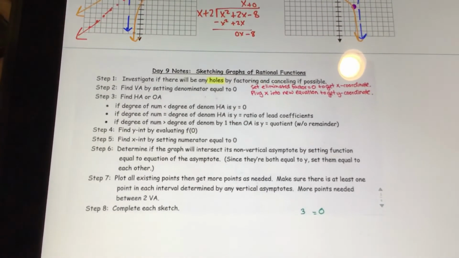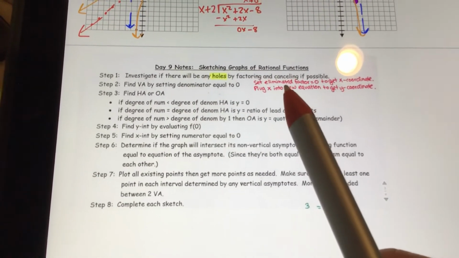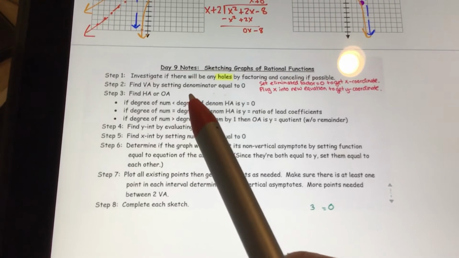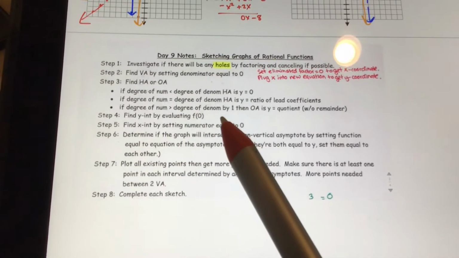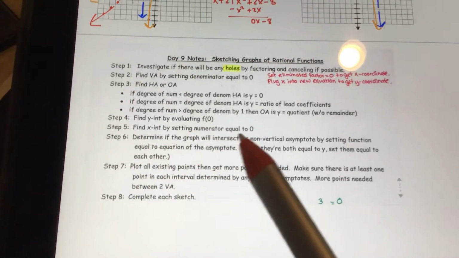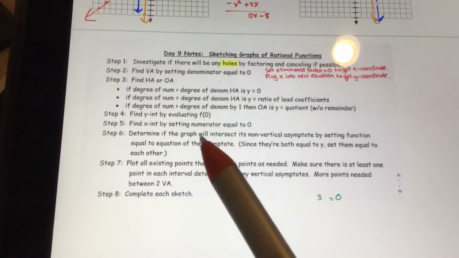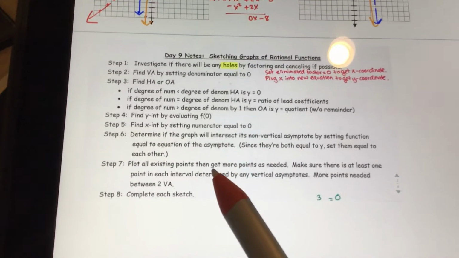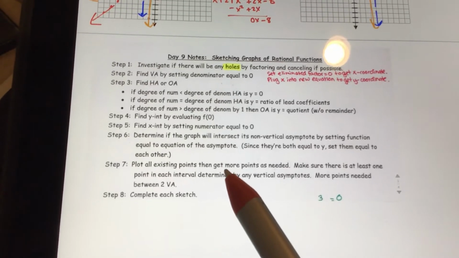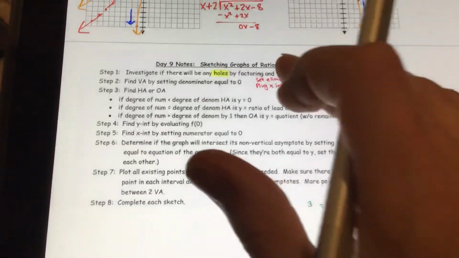Remember, we had these step by step though. First, factor and cancel to see if there's any holes. Find the vertical asymptote by setting the denominator equal to 0. Here's your 3 cases for horizontal asymptotes. Find the y-intercept by setting x equal to 0. Find the x-intercept by setting the numerator equal to 0. I wouldn't worry too much about it intersecting the horizontal asymptote, but it could. Plot existing points, get more as needed. You need one on each side of the vertical asymptote, and then complete your sketch.